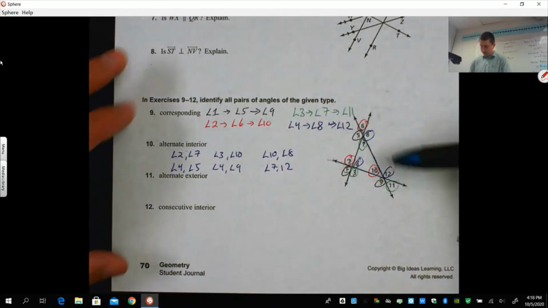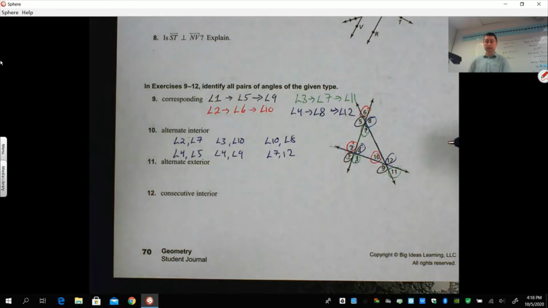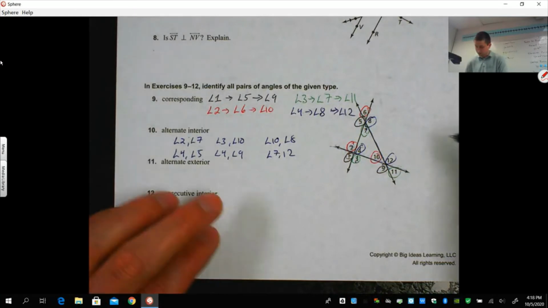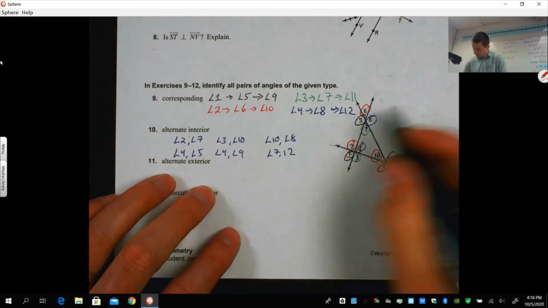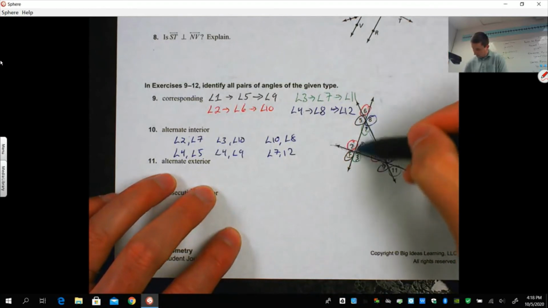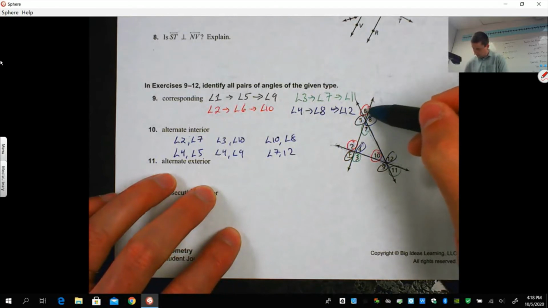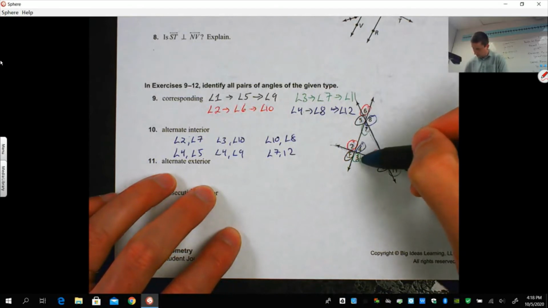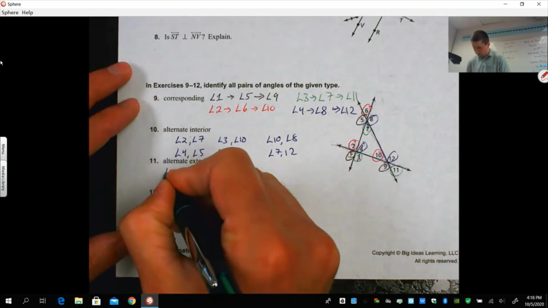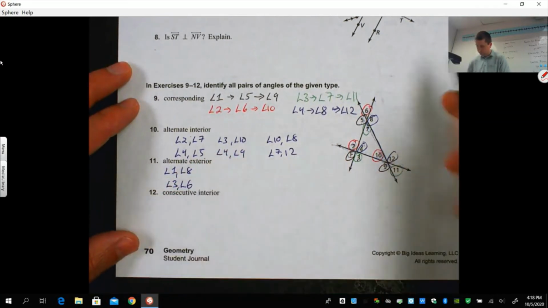Okay, alternate exterior. Go through the same thing. Alternate exterior. If you can pause this, go ahead. Try to get them down. Jump ahead to these answers then. Come back. Alternate exterior. So again, I'm going to start. Here's my transversal. So 6, exterior has to be on the outside. 6 has to go with 3. 8 has to go with 1. So angle 1, angle 8, angle 3, angle 6.